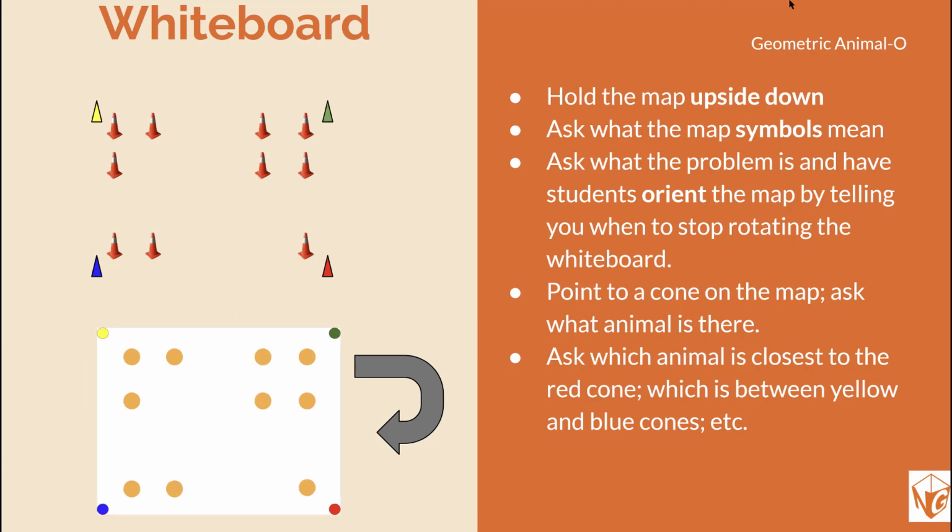Point to a cone on the map and ask what animal is there. And then use spatial vocabulary. You could ask things like which animal is closest to the yellow landmark, which cone is in between the red and green landmarks, and so on.